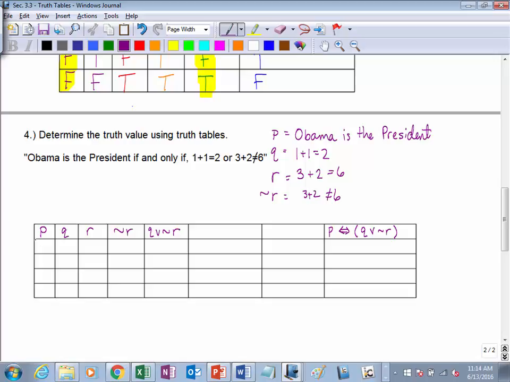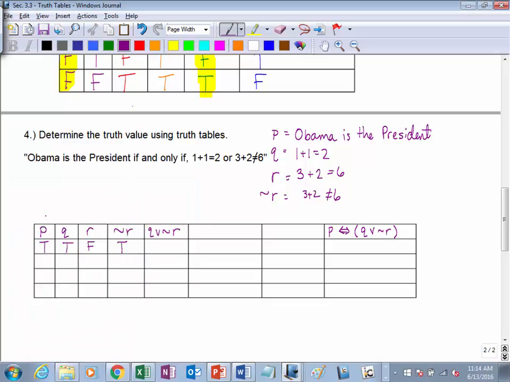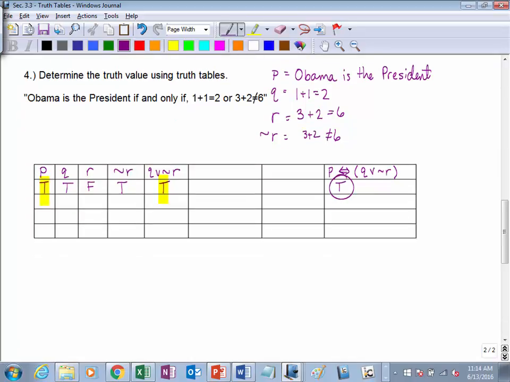So now I don't need the other rows because I actually know whether these statements are true or false. I don't need to go through all the possibilities. So Obama is the president, true. 1 + 1 = 2, true. 3 + 2 = 6, false. Not R, true. Q or not R, so since they're both true, that's true. And then since both of those are true, this is true as well. So really, the final answer that we're looking for here is true.